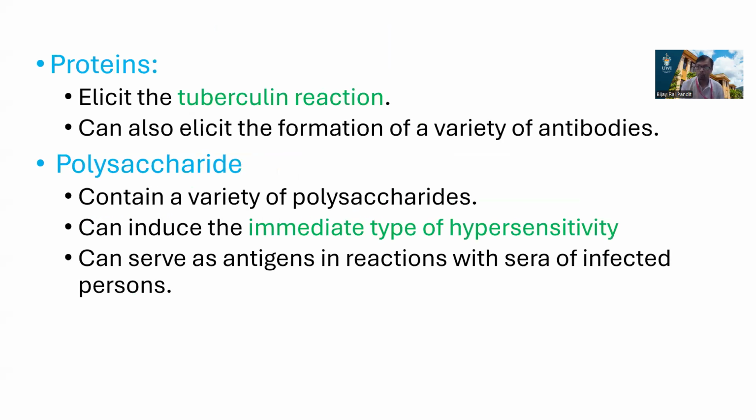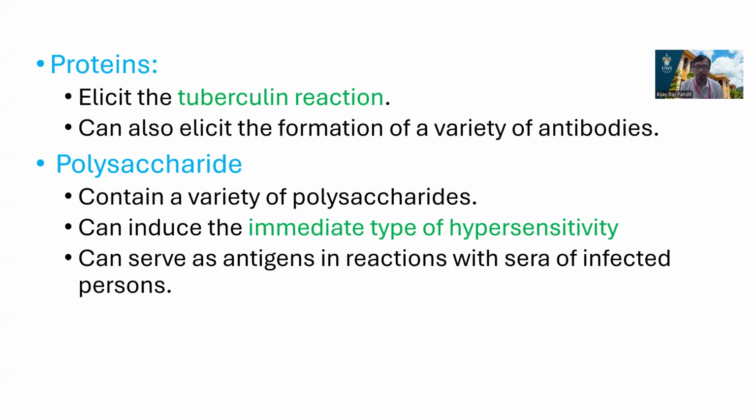Another component of Mycobacterium tuberculosis is the proteins, which elicit the tuberculin reaction. So in the primary infection, we can diagnose with the tuberculin test. They can also elicit the formation of a variety of antibodies. These proteins act as antigens, and the plasma cells develop the corresponding antibodies once the antigen has entered the host or susceptible individual.